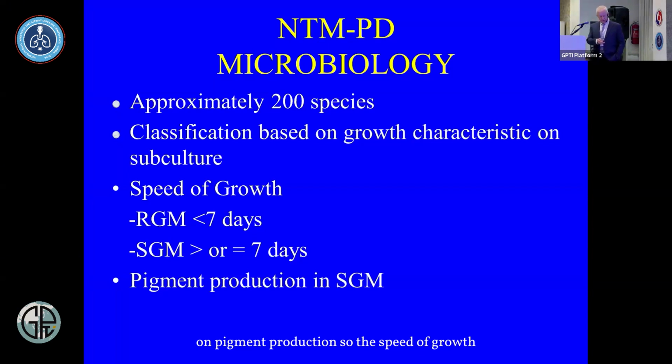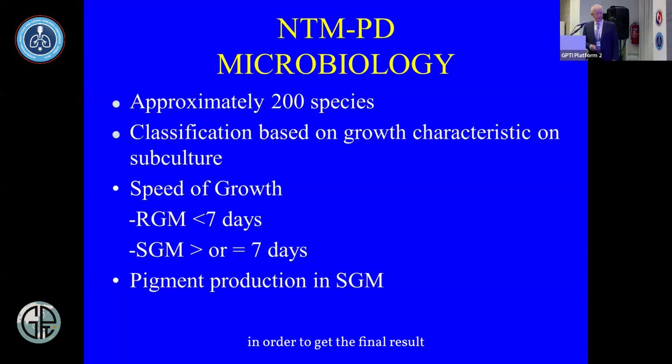So the speed of growth: RGM is rapidly growing mycobacteria, if they grow in 6 days or less, and slow growing mycobacteria if it takes 7 days or more. Obviously, it can take longer than that, and sometimes you have to. The standard incubation is for 8 weeks, but you have to extend it sometimes to 12 weeks in order to get the final result.